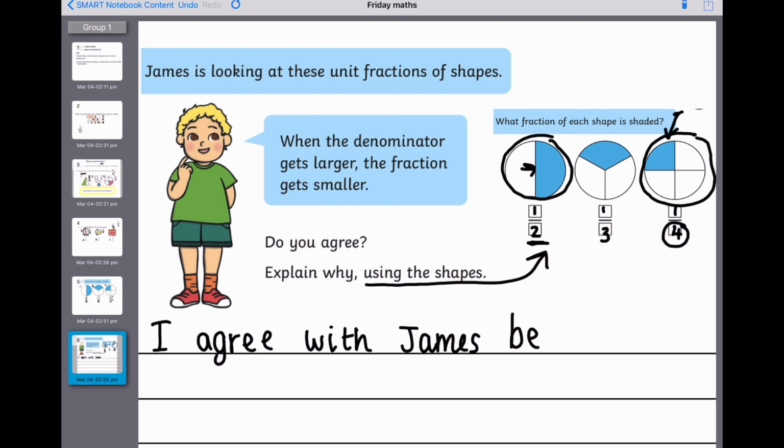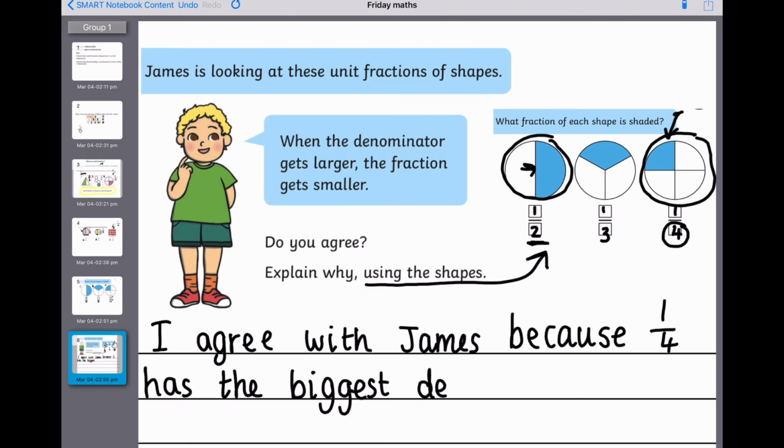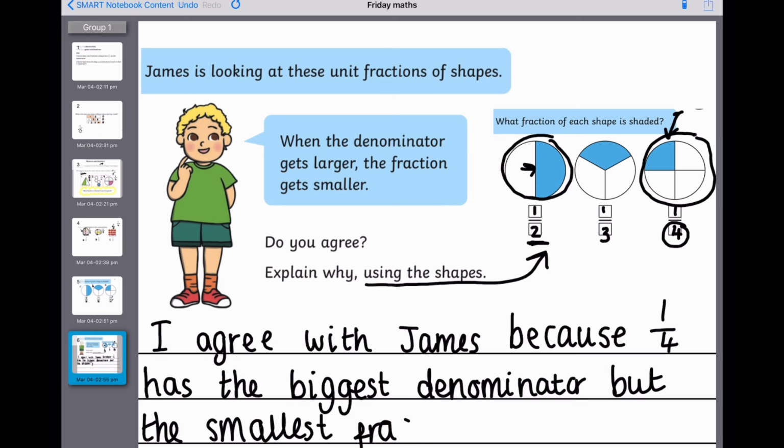Because a quarter has the biggest denominator but the smallest fraction. Okay, here I have reasoned my answer using the pictures to support what I'm trying to explain.